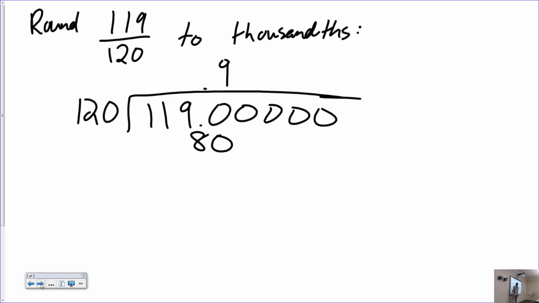0, 18, carry your 1, 1080. All right? Subtract. 0, 1, 1. Remember that you always get a free 0. How many times does 120 go into 1,100? 9. Remember we just did 1080, which is sort of nice, right?